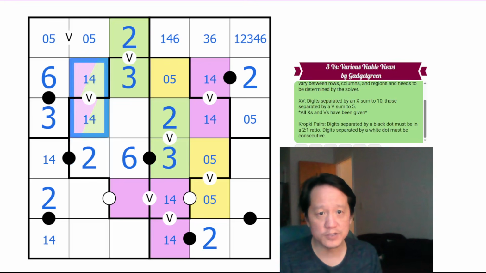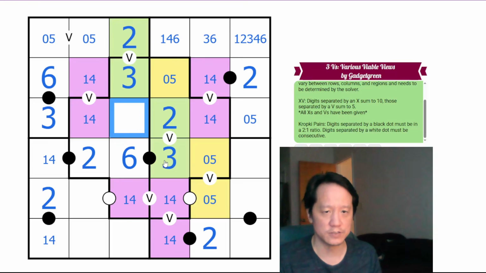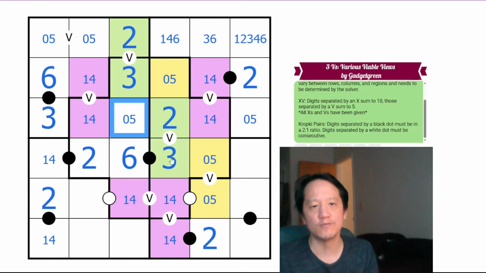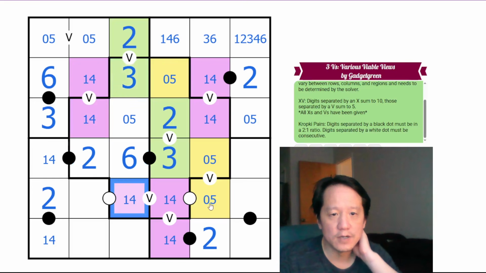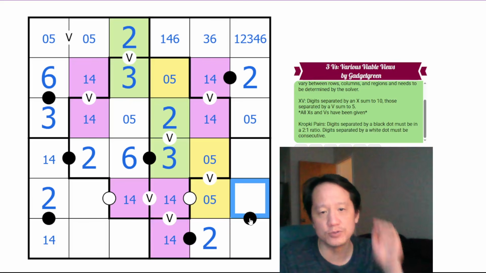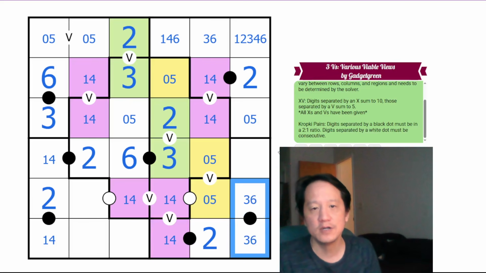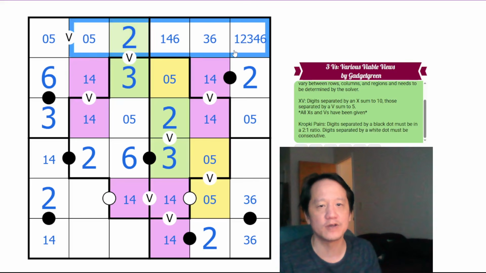Okay, so this is non-green, it's pink. This is pink also. So this digit is 0 or 5, because we already have 1, 2, 3, 4, 6 in the region. This is in a 1 to 2 ratio without a 2, so this must be a 3, 6 pair, which eliminates 3, 6 in the rest of the column. So this can't be 3, 6, this can't be 2.